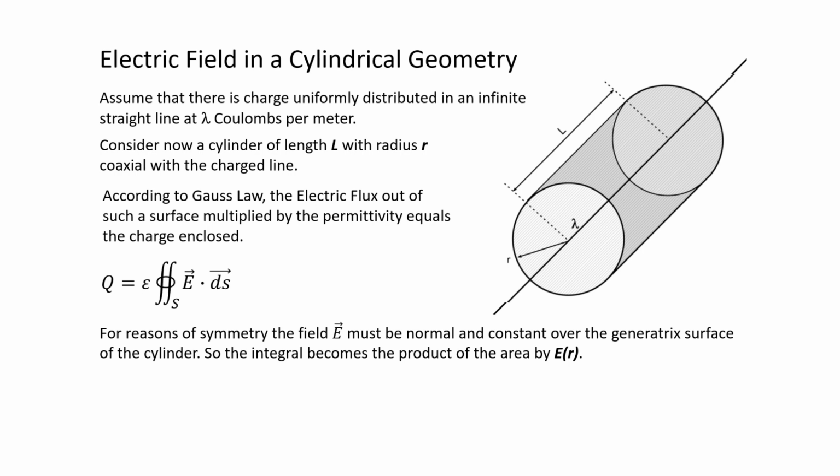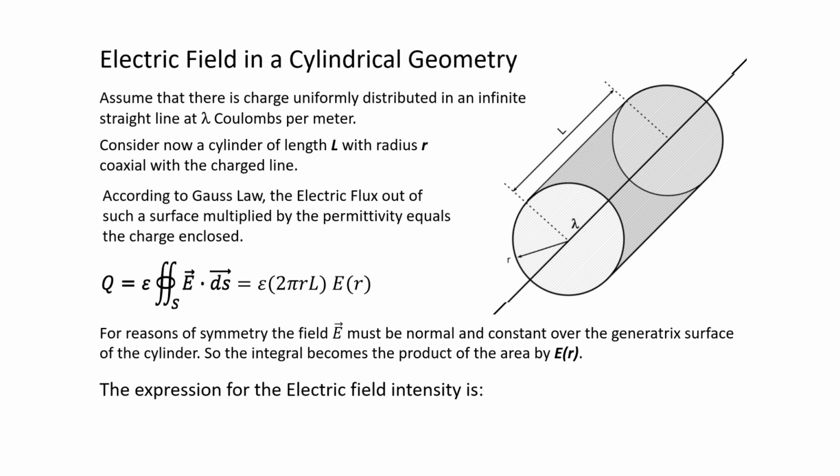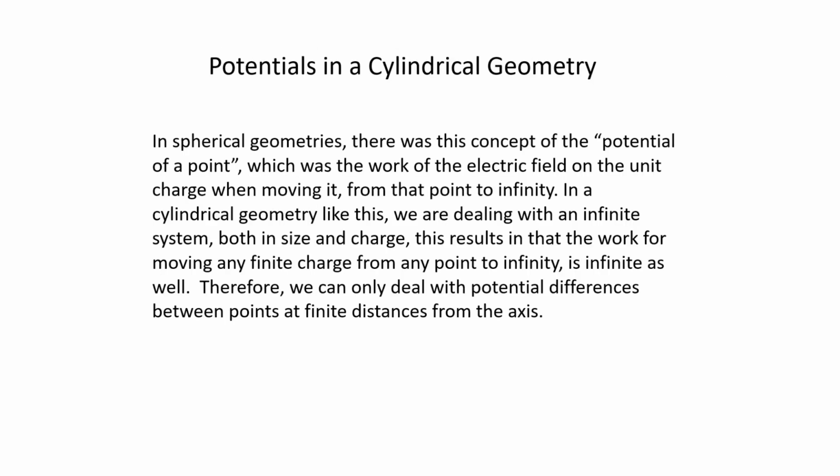For reasons of symmetry, the field E must be normal and constant over the generatrix surface of the cylinder, so the integral becomes the product of the area by the field E. The expression for the electric field intensity then is. Now the potentials in cylindrical geometries. In spherical geometries, there was this concept of potential of a point, which was the work of the electric field on a unit charge when moving it from that point to infinity.